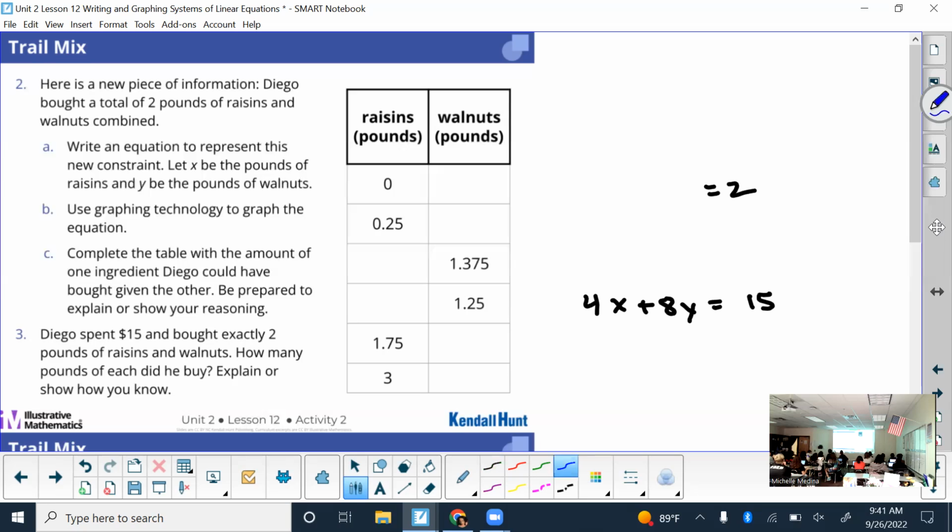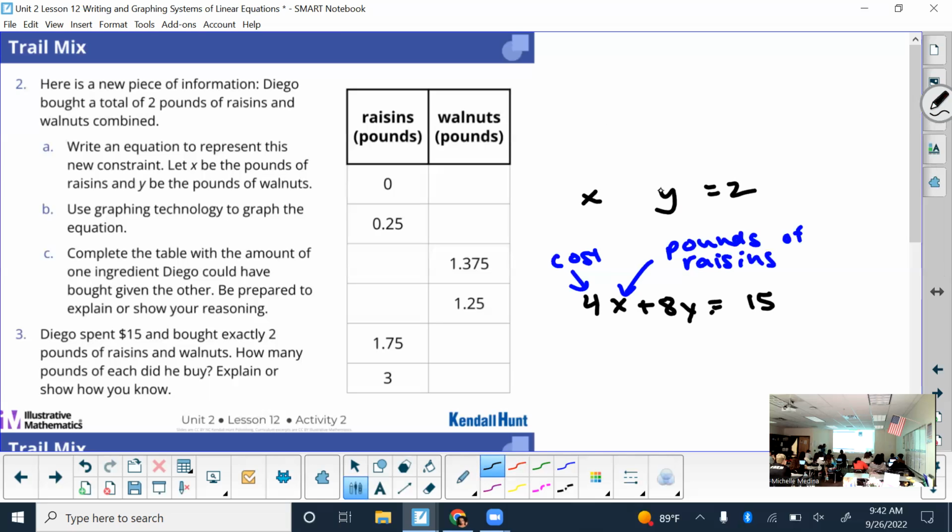What did the x represent in our first equation? Pounds of raisins that they bought, right? What did the 4 represent? The cost. Do I care about the cost when I'm just counting how many pounds I bought? No. So I don't need the cost in my new equation when we're talking about the number of pounds. But since x is my pounds of raisins, I would need to combine that with whatever pounds of walnuts I bought, which was the y.